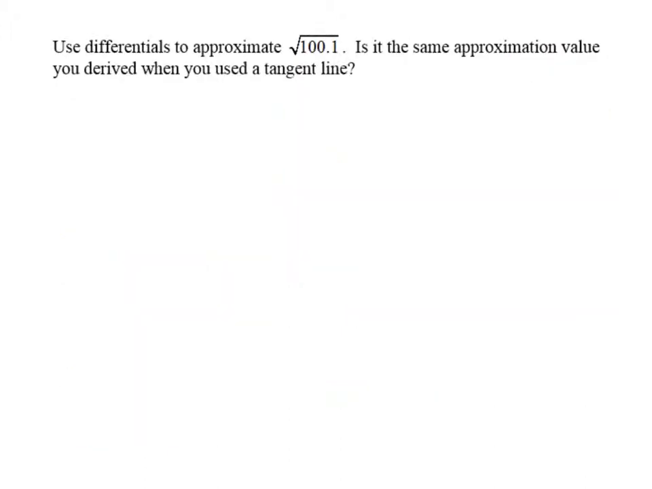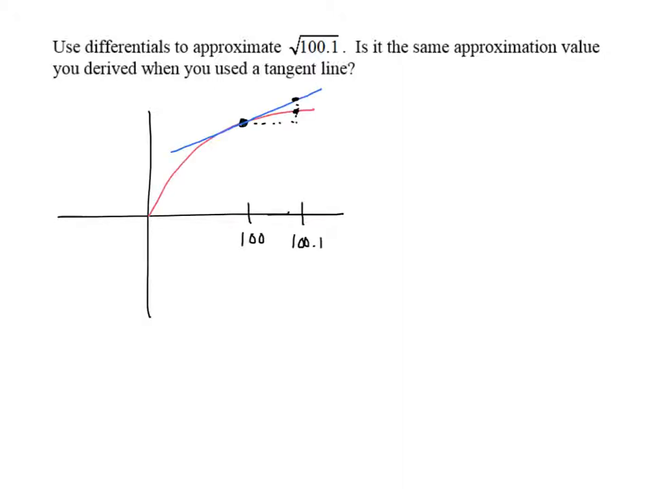Now we return to the problem we had in the last video where we were trying to approximate the square root of 100.1. And this time we're going to use differentials to do that. To do this using differentials, we need to think about what value we already know for sure is on this curve. And of course, we know that the point (100, 10) is on the curve.